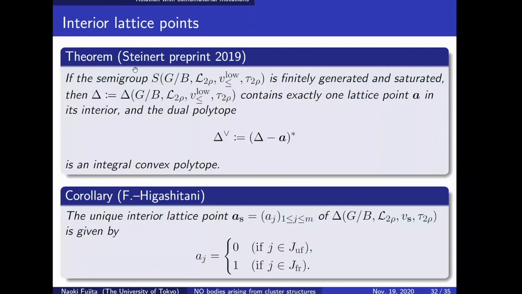Then, Steinert proved that if the semigroup S is finitely generated and saturated, then the corresponding Newton-Okounkov body contains exactly one lattice point in its interior. So the translated polytope delta minus A contains the origin in its interior. So the polar dual is a rational convex polytope. But in fact, this dual is an integral convex polytope.